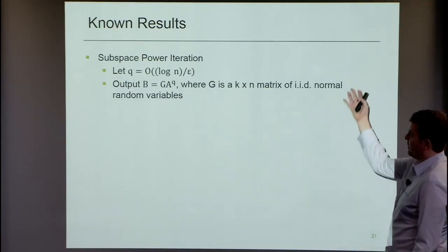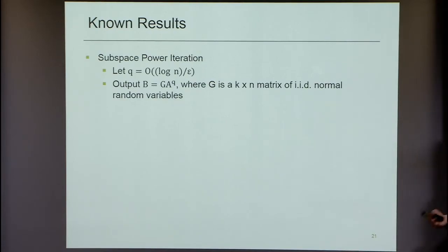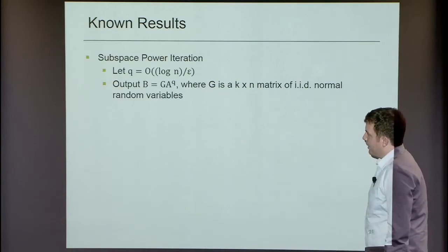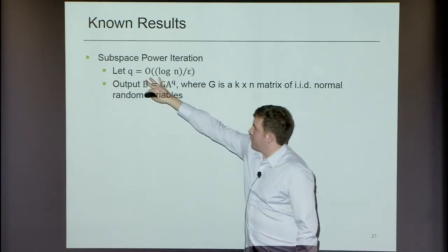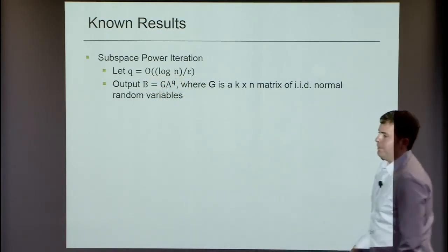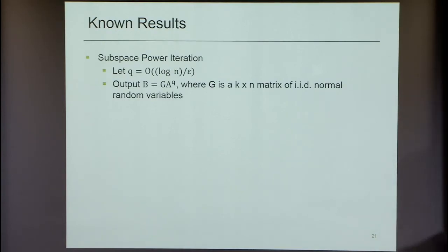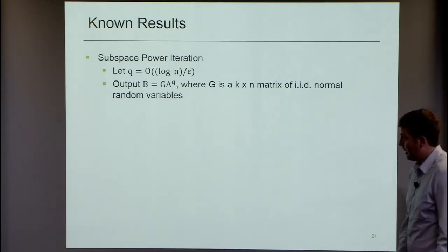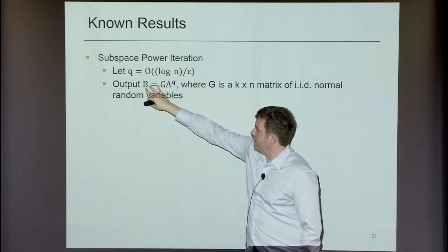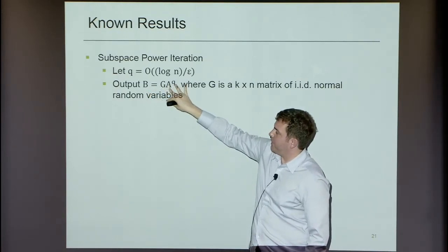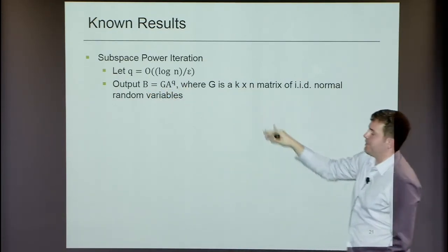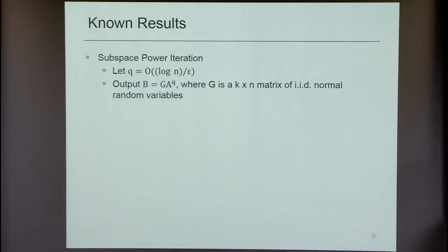So the algorithm is classical. It's just the power method. But since we're computing a rank k approximation, it's k-fold power method. So let me say what that is. Let q be log n over epsilon. It's the number of iterations of the power method. You compute a matrix B, which is G times A to the Q, where G is a k by n matrix of IID normal random variables.